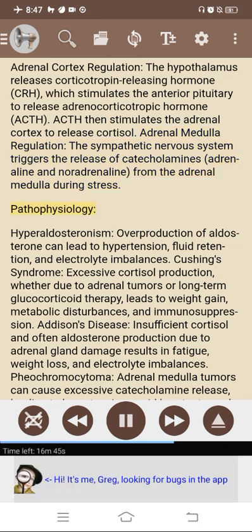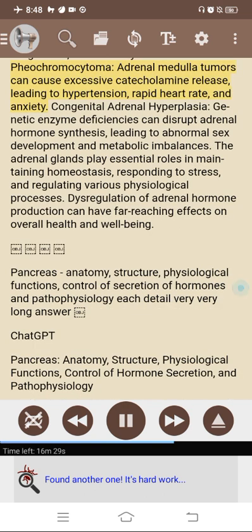Pathophysiology. Hyperaldosteronism. Overproduction of aldosterone can lead to hypertension, fluid retention, and electrolyte imbalances. Cushing's syndrome. Excessive cortisol production, whether due to adrenal tumors or long-term glucocorticoid therapy, leads to weight gain, metabolic disturbances, and immunosuppression. Addison's disease. Insufficient cortisol and often aldosterone production due to adrenal gland damage results in fatigue, weight loss, and electrolyte imbalances. Pheochromocytoma. Adrenal medulla tumors can cause excessive catecholamine release, leading to hypertension, rapid heart rate, and anxiety.